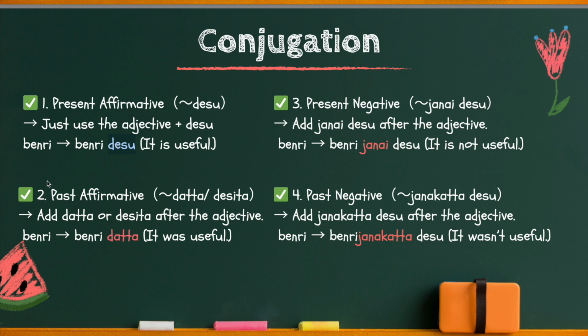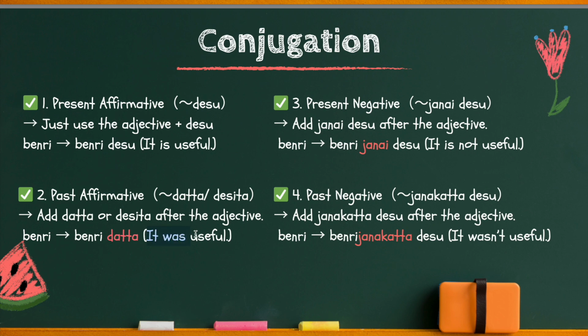Second one, past affirmative. This time, the ending should be だった or でした. So add だった or でした after the adjective.